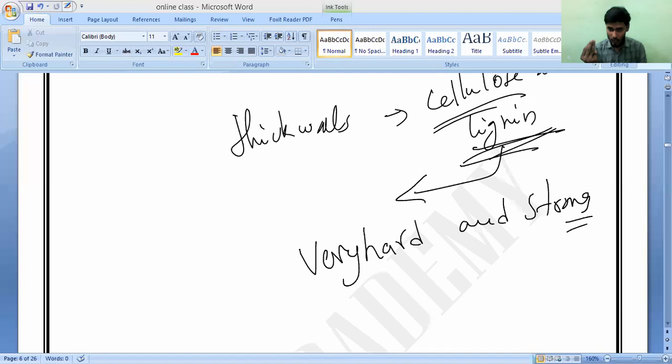So lignin is a very hard and strong substance. That is why xylem vessels also provide strength to the stems, which will support the plant. It will support the strength to the stems and helps to keep the plants upright.